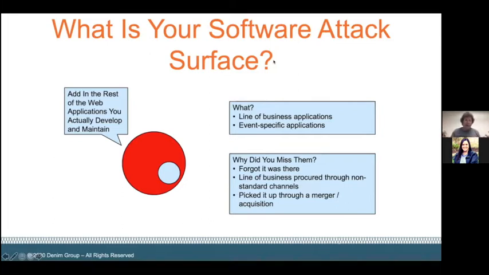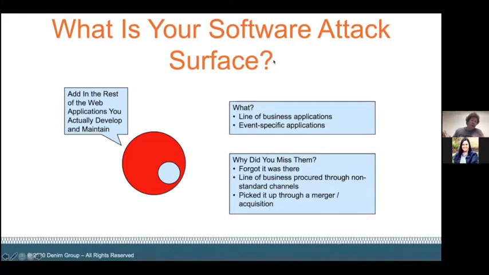And that's the question of, well, what other web applications or services do you actually develop and maintain? And these are going to be, when you go to lines of business, applications that they've developed to support initiatives or products that they have. Maybe there's applications you've deployed for specific events. We see this a lot in the entertainment space, but also in food services and things like that. These kind of event-specific or promotion-specific applications that came up.